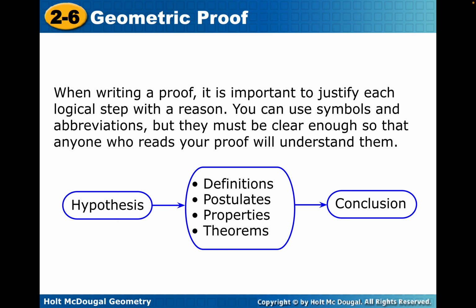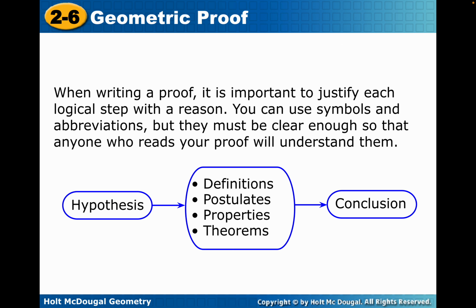All right, and that topic will still be on top. This is just kind of explaining the proof process, which we've already talked about, so you don't have to write this down. But just know we're still using that logic. We still have the hypothesis and the conclusion. We're just going a deeper dive into that. We can use symbols and abbreviations that are clear enough that anyone who reads the proof will understand them.